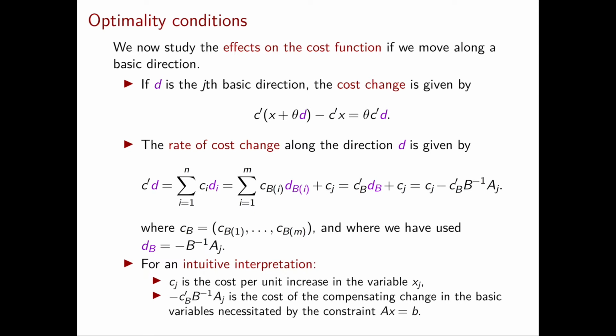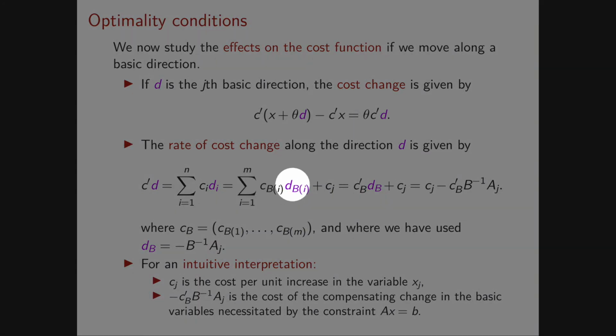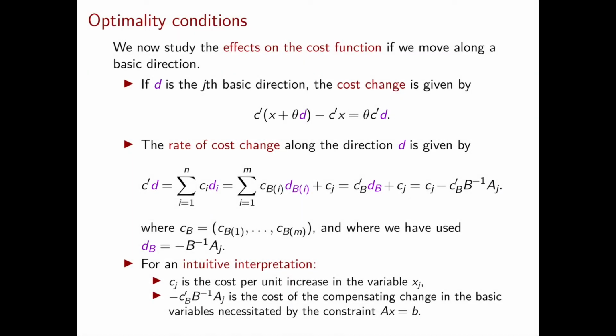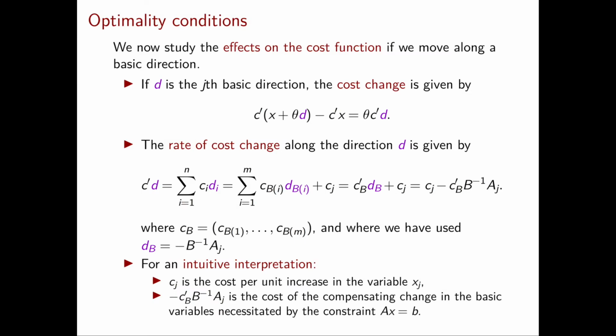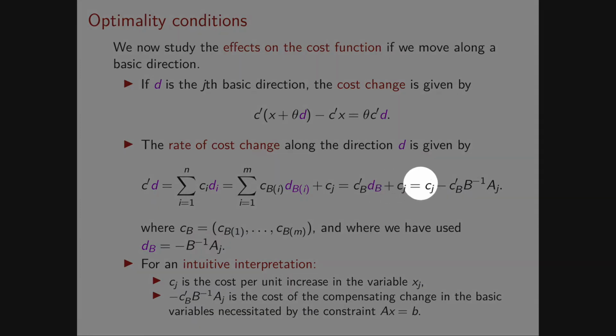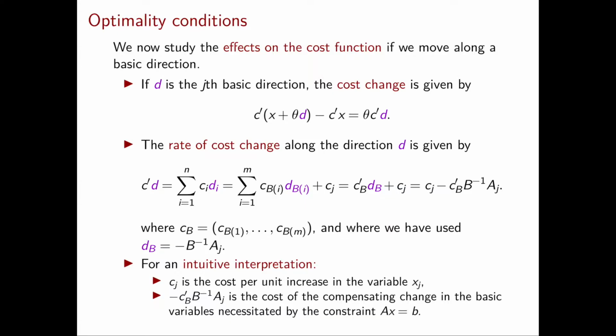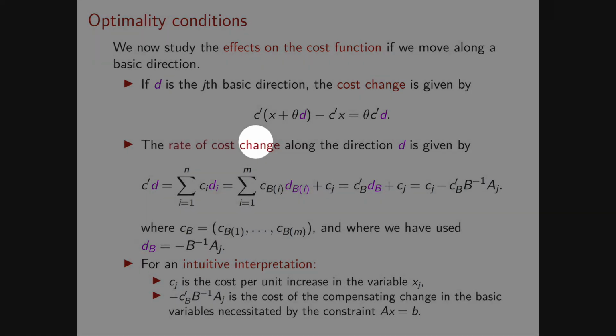Similarly to what we did before, we now write in a compact way all the basic components and we obtain CB transpose dB plus Cj. And now we substitute the algebraic expression of dB that we figured out a few slides ago and obtain that this is equal to Cj minus CB transpose B inverse Aj. Once again, in this expression, we used the subscript capital B to indicate the subvector of C containing only the basic components. So how can we interpret this formula for the rate of cost change?